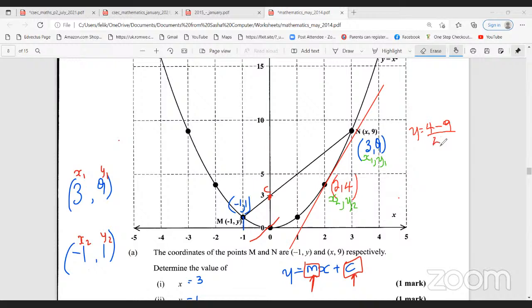Okay. So it's 2 minus 3, and that gives us -5 over -1. And that gives us +5. Okay. There you go, my child.